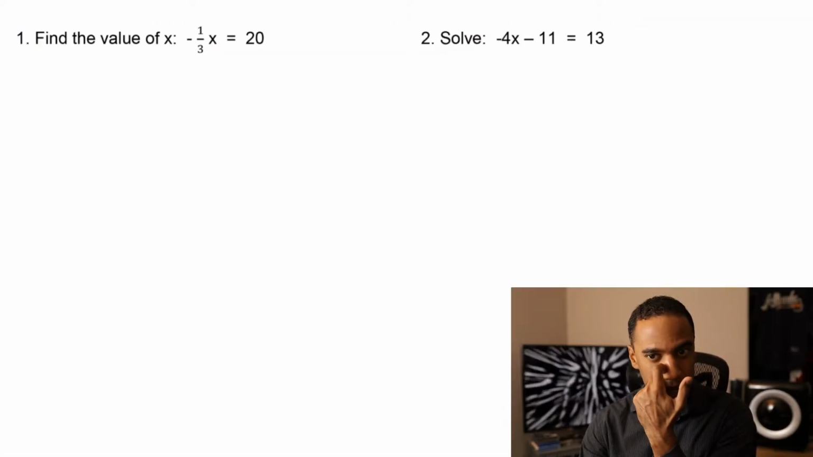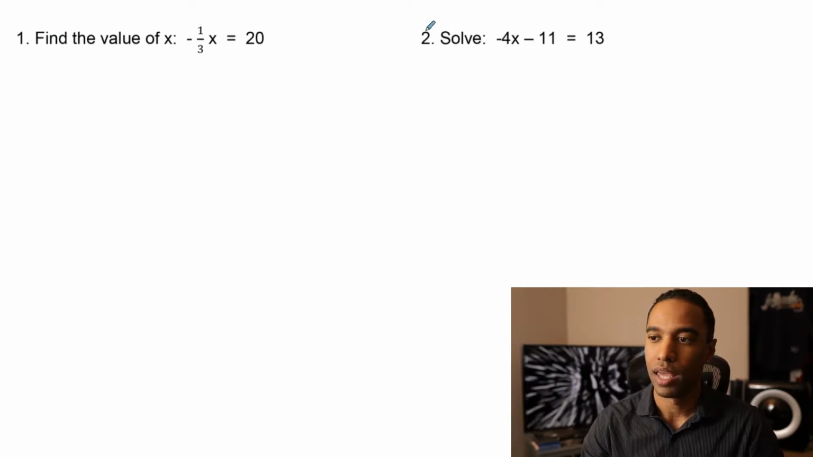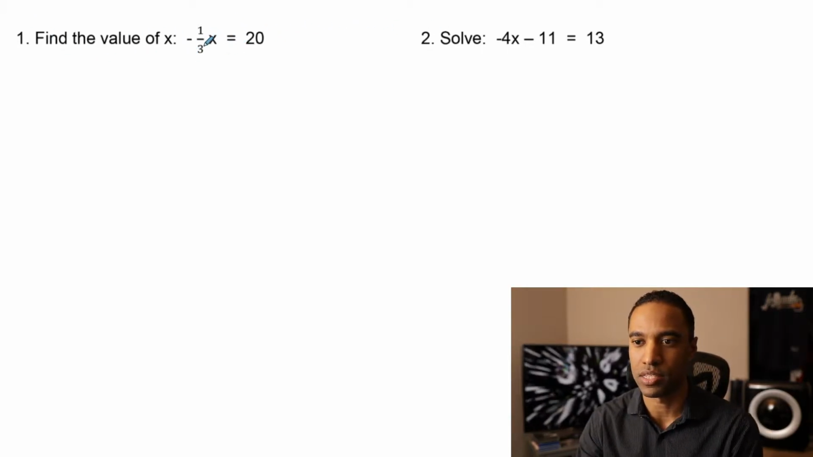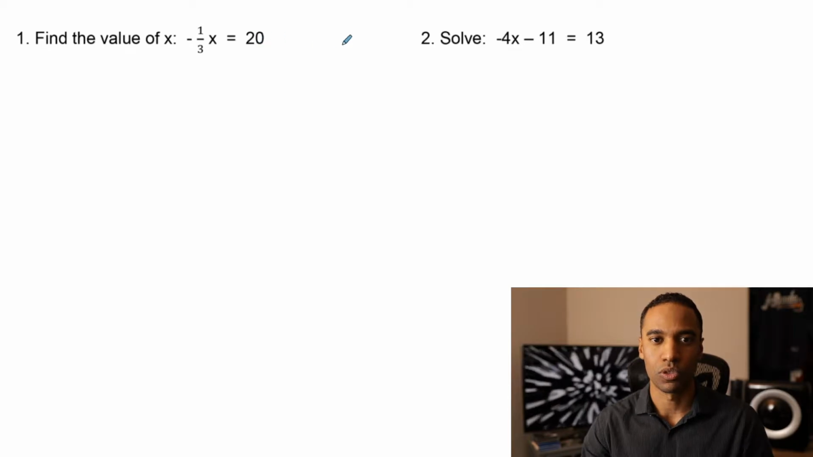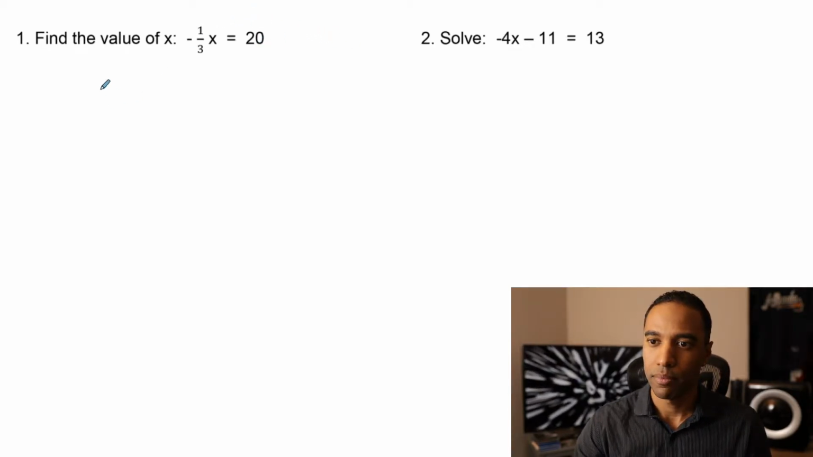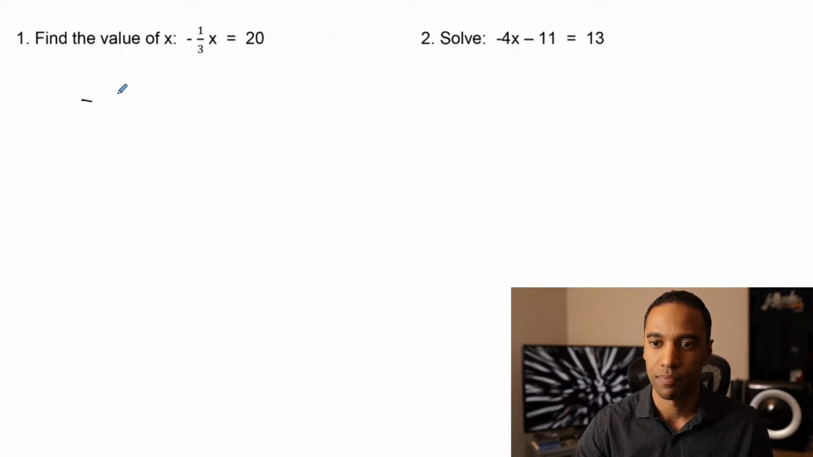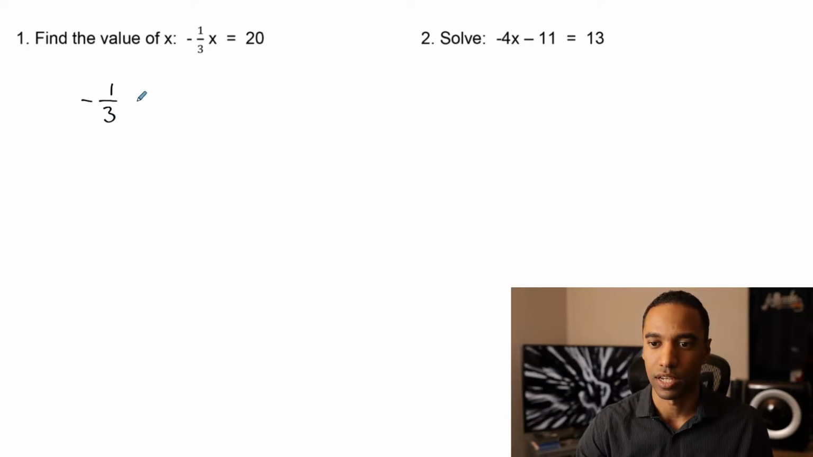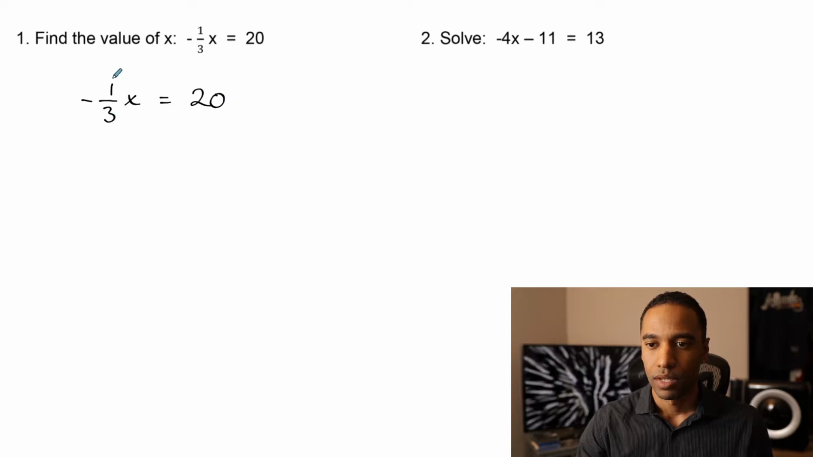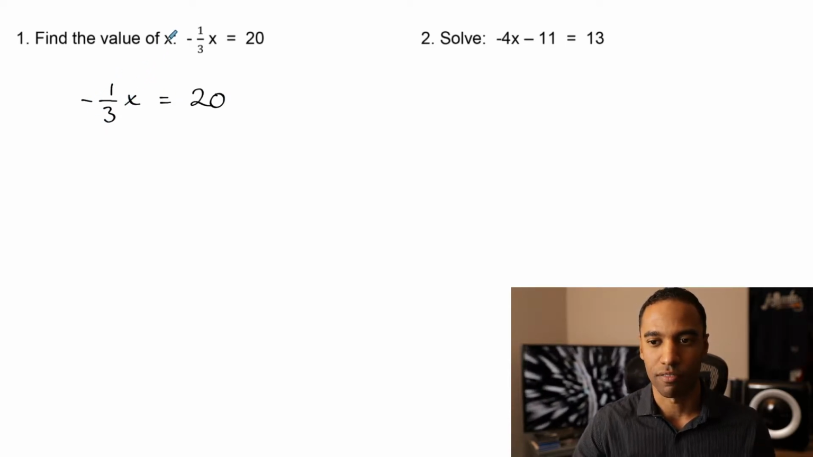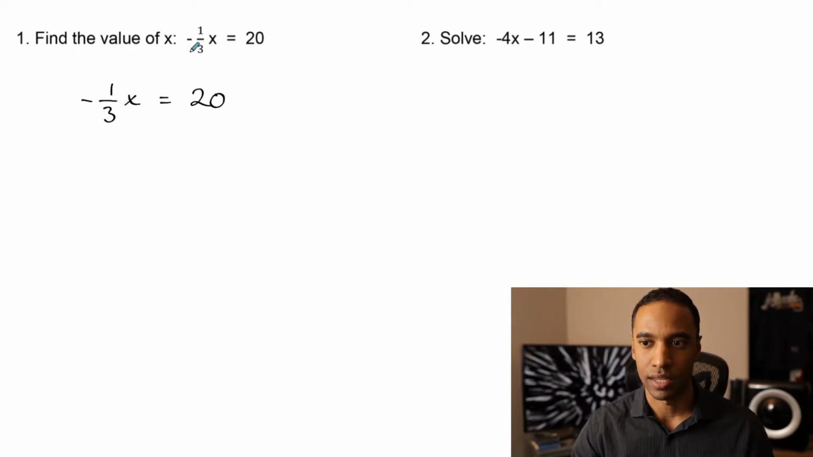Starting with this guy here, we're going to start with problems number 1 and 2. Find the value of x for both of these. -1/3 x equals 20. I'm just going to rewrite this right here, and let's talk about this in a couple ways. -1/3 x equals 20. Number 1, -1/3 is the coefficient in front of x, and it is multiplying with x here.